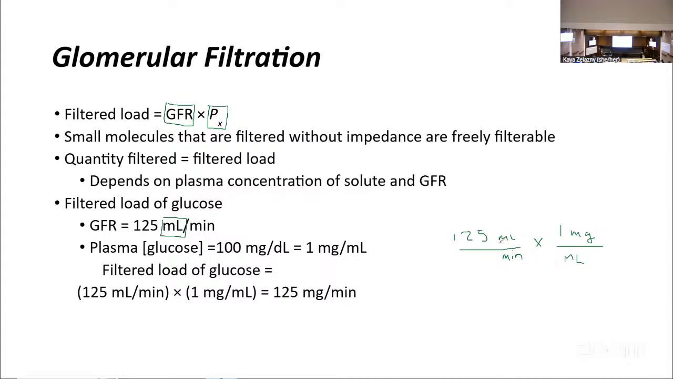So we can see here that we can eliminate our units here. So we're going to get 125 again, because we're just multiplying across, leaving our units here as milligrams per minute, okay? So now we know our filtered load for glucose, right? So we have the amount of glucose that is passing into the kidney, passing into the nephrons every minute.